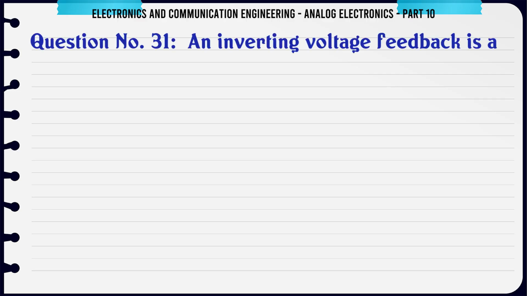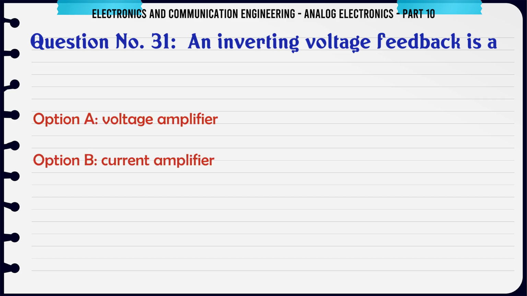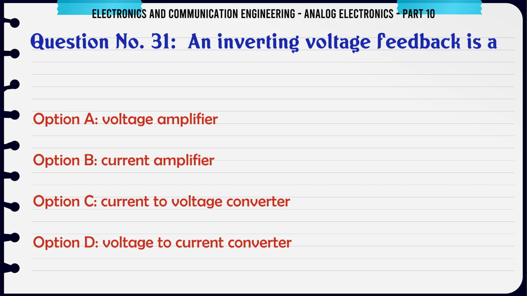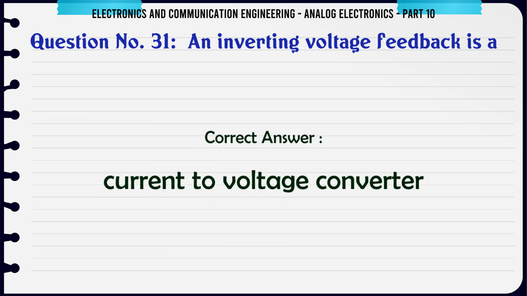An inverting voltage feedback is A. voltage amplifier, B. current amplifier, C. current to voltage converter, D. voltage to current converter. The correct answer is current to voltage converter.